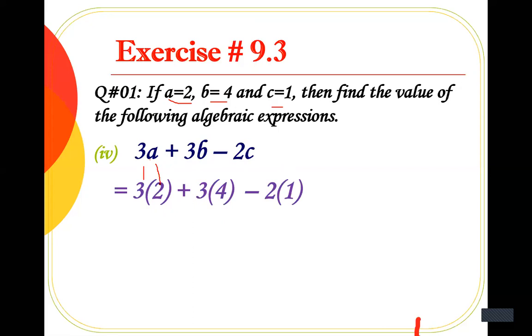3, inside the bracket you will write 2, then your coefficient 3, then the value of b is 4, but you will write it down inside the bracket, and then you have 2, inside the bracket you will write 1. So 3 multiplied by 2 will become 6, and 3 multiplied by 4 will become 12, minus 2 multiplied by 1 is 2. Okay, this is very simple and very easy.